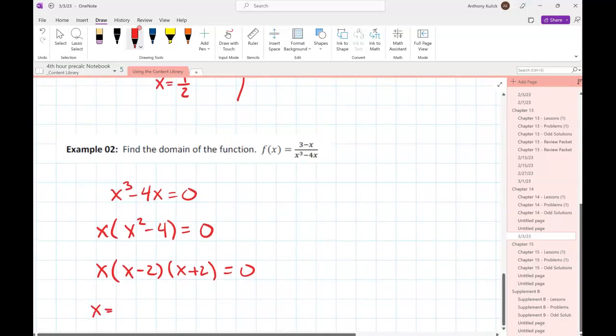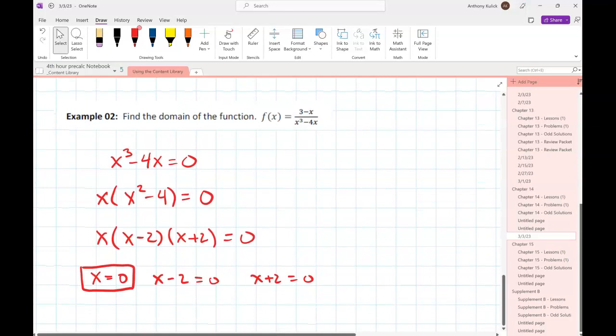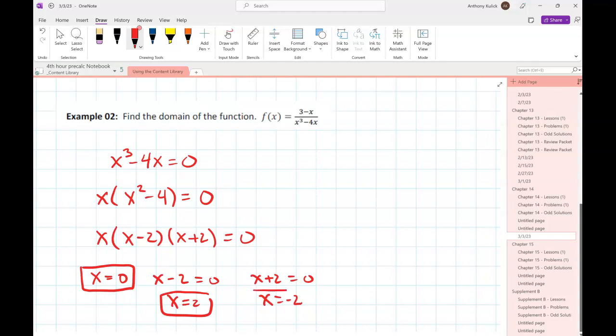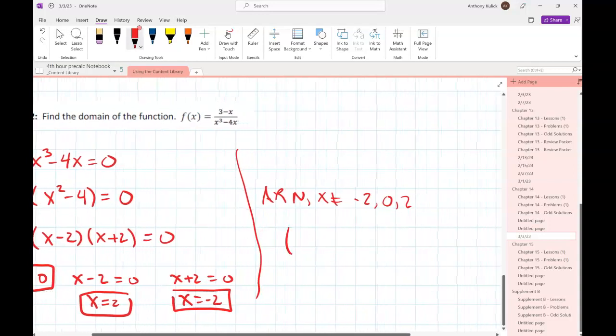I set each factor equal to 0. So x equals 0, there's nothing to solve there. That's just an answer. And we can add 2 to both sides to get 2, and subtract 2 from both sides to get negative 2. So we'd say our domain is all real numbers except for negative 2, 0, and 2. Is that okay? But we're going to write that in interval notation, right?